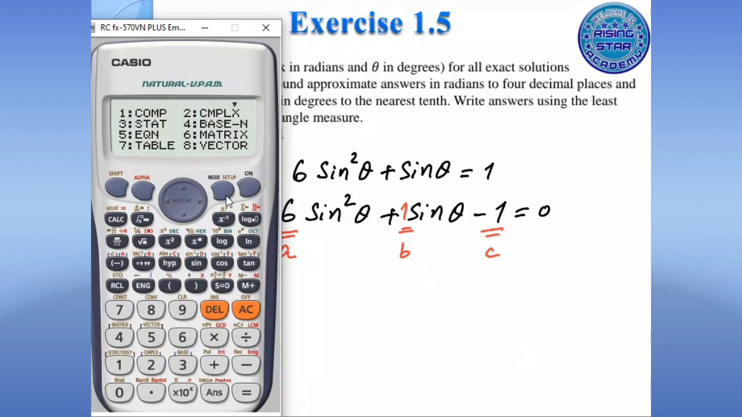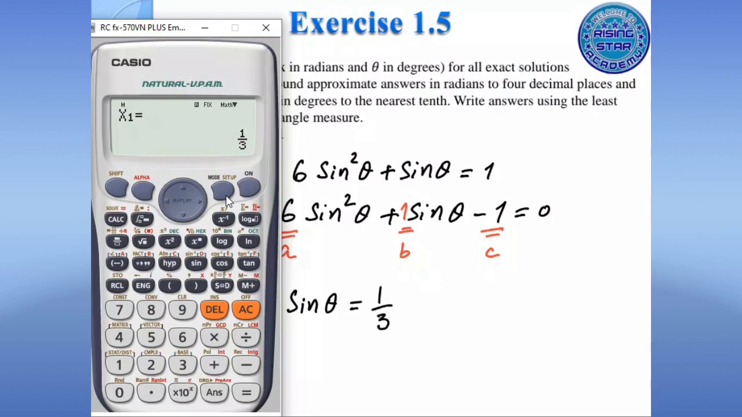Now I will press mode, number 5 for equations and number 3 for quadratic equations. So first of all I will put the 6, then equal, then 1, again equal, then -1, again equal. So the first answer I have, that is sine of theta would be equal to 1 over 3, and the next answer is sine of theta is equal to -1 over 2.